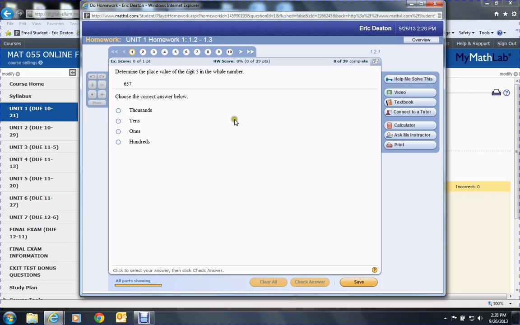So let's look at a homework problem here. It says, determine the place value of the digit 5 in the whole number. Now let's say that I guess thousands, and I check my answer. It's wrong.